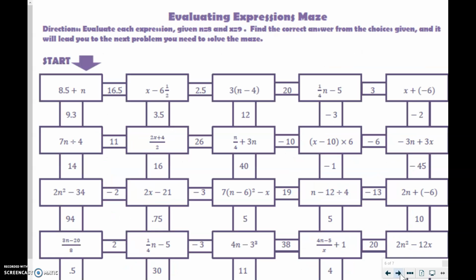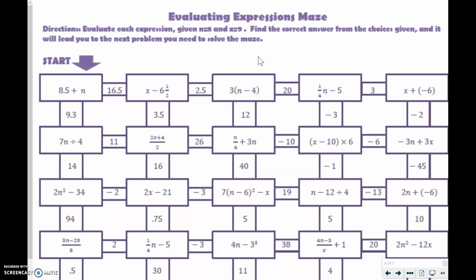Okay. So let me give you some directions on this. There are several directions on the Google Slides for your practice, but I want you to hear them too. So you're going to have a maze here, and this isn't set up exactly like what your slides look like. This is the maze, but I don't have all the things that are on the slide. So first off, the directions say that you're going to evaluate each expression given that n equals 8 and x equals 9. That's what you're going to use for every single problem.